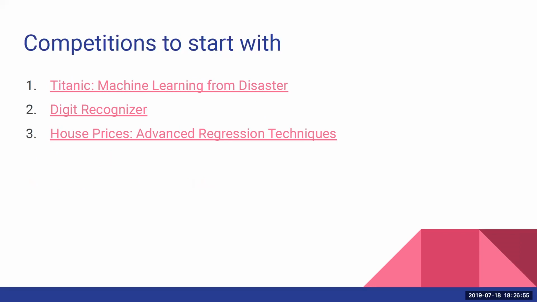So those competitions are very nice to start with. And so Titanic I mentioned. Digit recognizer is mostly for computer vision. So you have the data set with handwritten digits. You need to classify those. Another one is house prices competition. I've never tried that, to be honest, but I think it's worth trying.